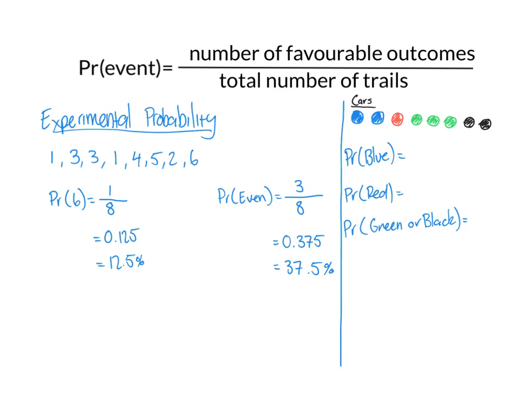So I've got all of my trials up here. So if I wanted to find out, well, what's the probability that a car might be blue based on this experiment?